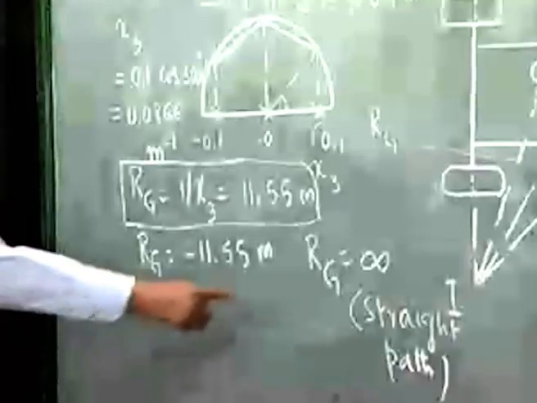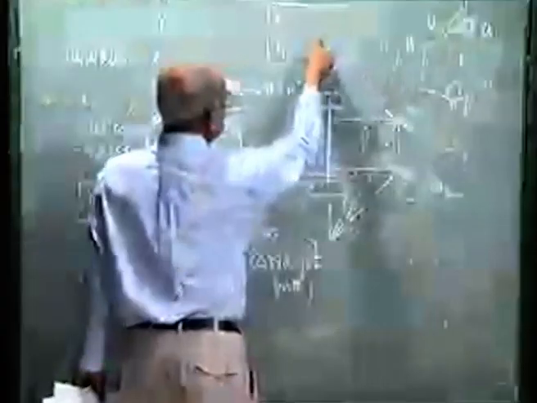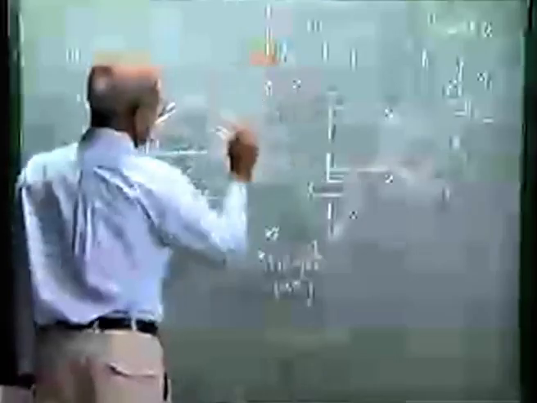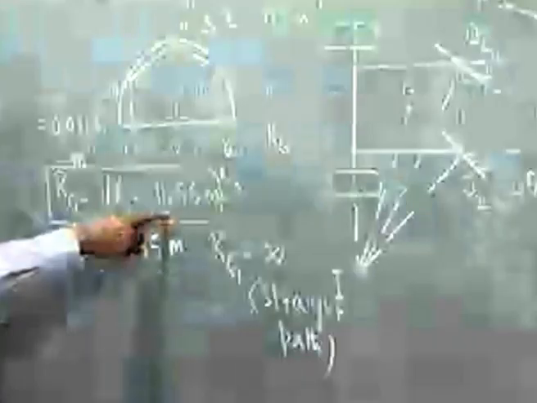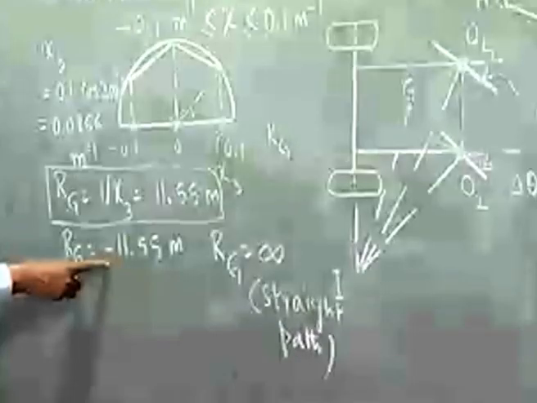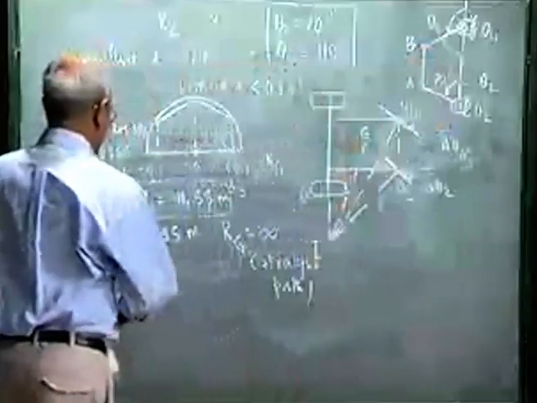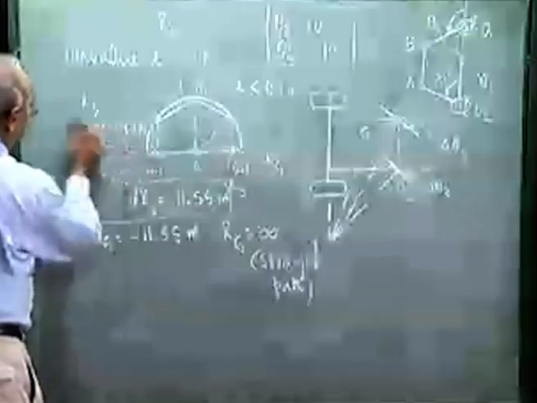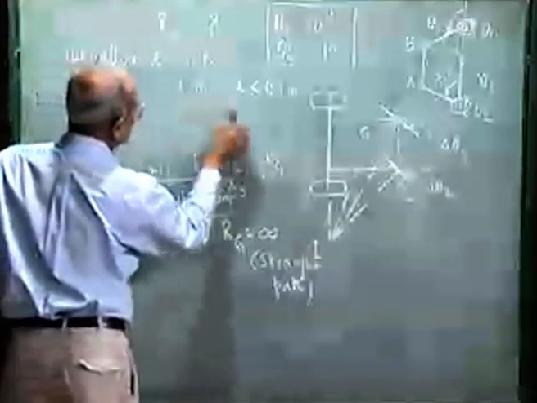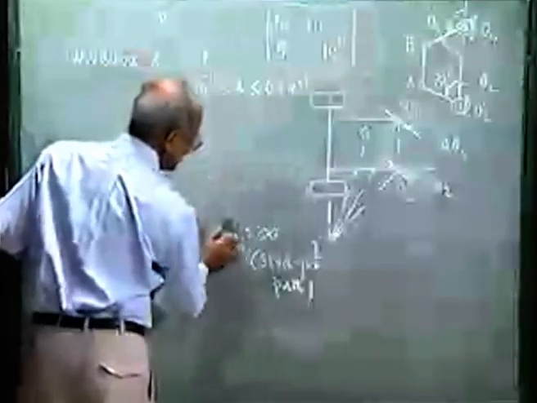Now, the straight path we have already satisfied by this pair of coordinated movements, these two values of theta 2 and theta 4. Similarly, minus 11.55 will be automatically satisfied because the linkage is symmetric. So now we can apply Freudenstein's method to solve for the link length ratio.